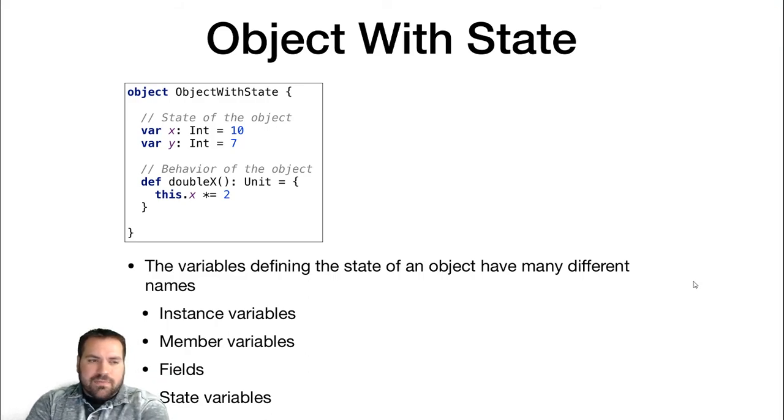These variables come by many different names. If you've seen classes or objects before, you've heard at least one of these names: instance variables, member variables, fields. I'm going to stick with state variables in this class, and I'll try to be pretty consistent with that. Just to lessen the confusion of this course, whenever I refer to a variable that's part of an object's state, I'm going to call it a state variable, just to keep things consistent.